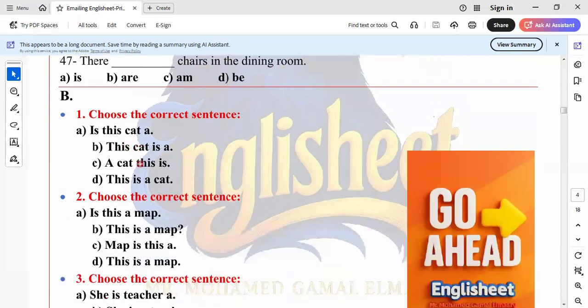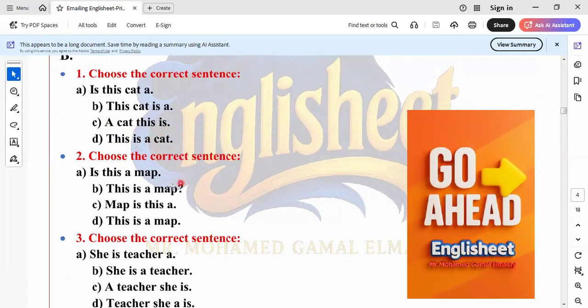So here we have a kind of question: choose the correct sentence. Can we say "this a cat"? We don't have a question mark, so it will be wrong. "This cat is A" does not have a full meaning. Also "a cat is this" is wrong. So the correct one will be: this is a cat.